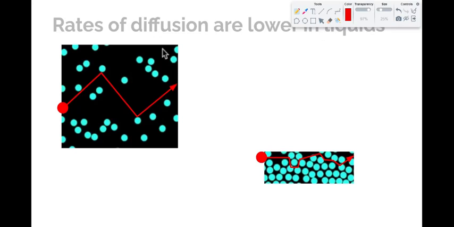Here's another property of liquids. The rate of diffusion in liquids is lower than it is in gases. And again, it's because of the particle spacing. If this is a particle of, say, perfume or something, and it's going through the air, it's going to move in long sweeps before it collides with any gas particles, because the gas particles are far apart. But if you're trying to make that same substance move through a liquid, it's going to collide with particles much more often because they're much closer together, and it's just going to take a lot longer to get through the same amount of space if that space is filled with a liquid.